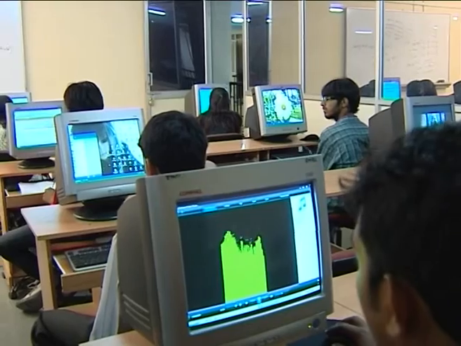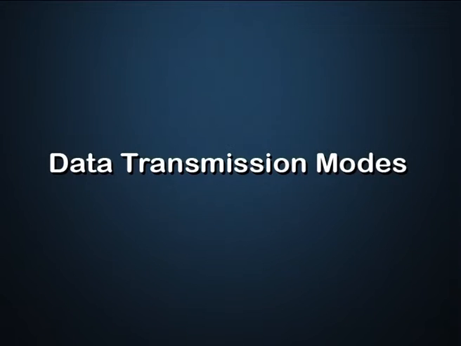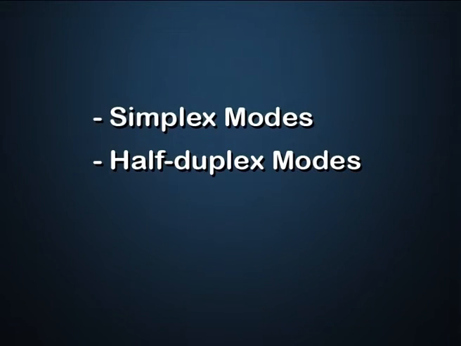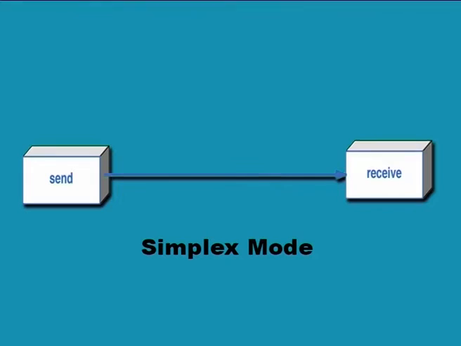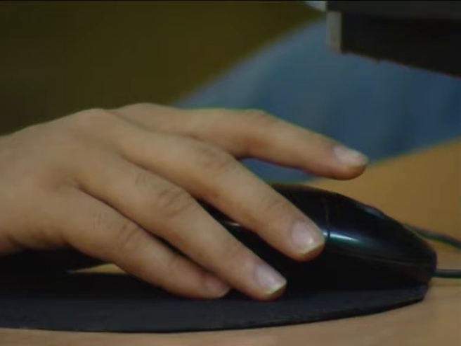Now, we will discuss the different ways for transmitting data from one point to another, also called as data transmission modes. There can be 3 different transmission modes on the basis of the direction of the data transfer: simplex, half duplex and full duplex modes. A simplex mode is a connection in which the data flows only in one direction from the transmitter to the receiver. For example, from your computer to the printer or from the mouse to your computer.